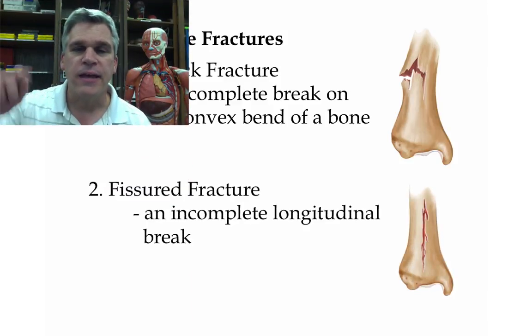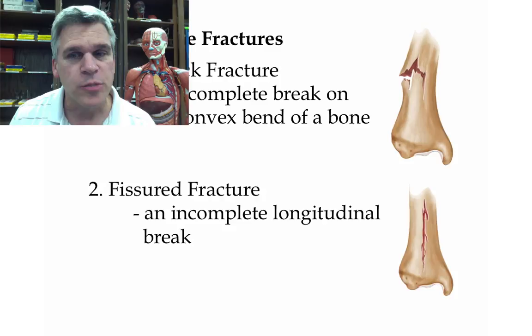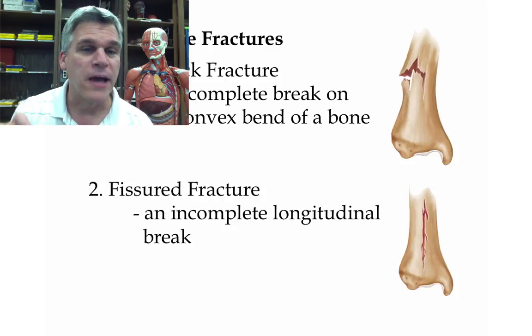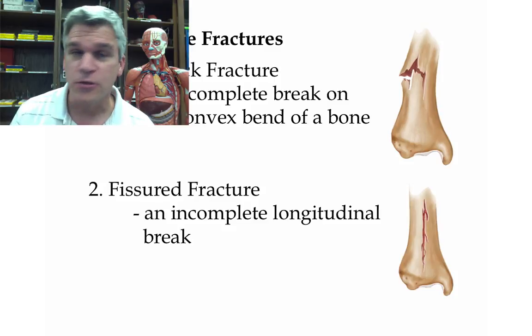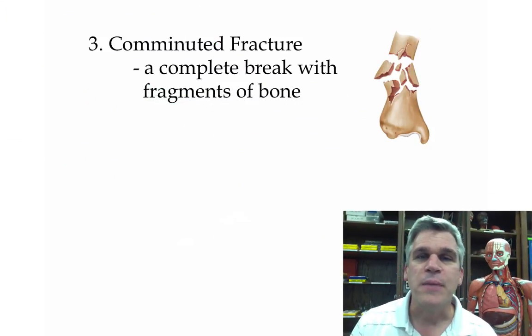So this is a longitudinal break. It goes in line with the bone. If you have ever had shin splints, this is what you're getting, are very, very small, minor fissured fractures in your bone. And so you have to take it easy to let the bone heal. Number 3 is a comminuted fracture. So this is where you have a bone break and you have fragments.